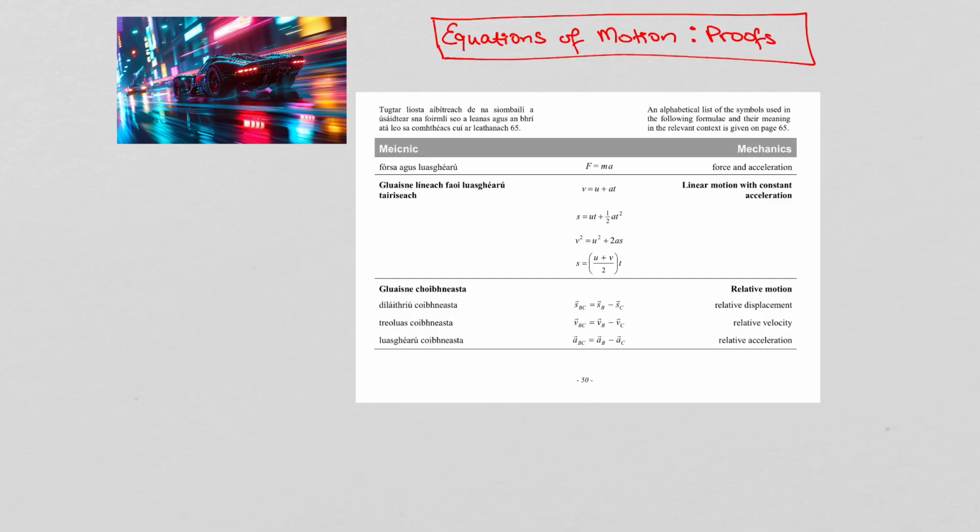So in this video we want to look at the proofs of the equations of motion, which can be found in our maths tables on page 50. So in physics we have to be able to prove three of these equations of motion, which are these three here. And if you're studying applied maths, we also have to prove these equations of motion, but we'll use a slightly different format for doing that.